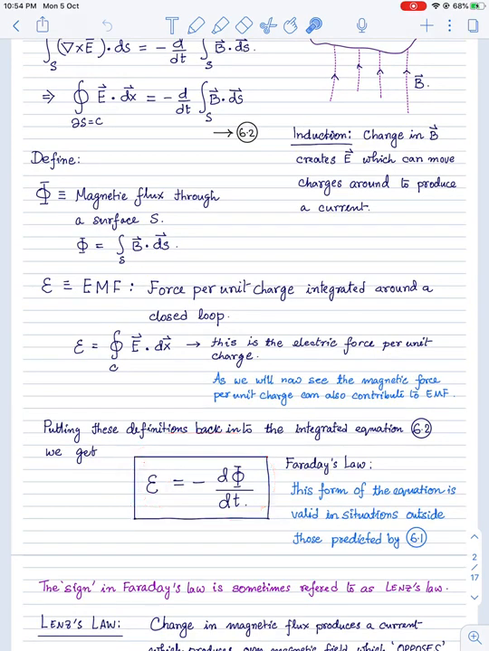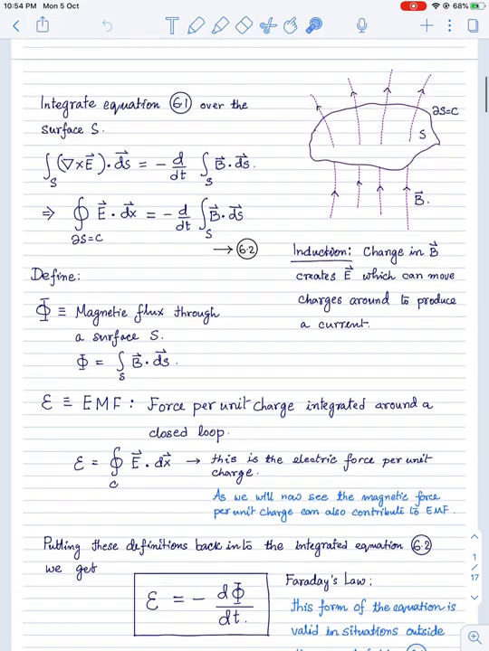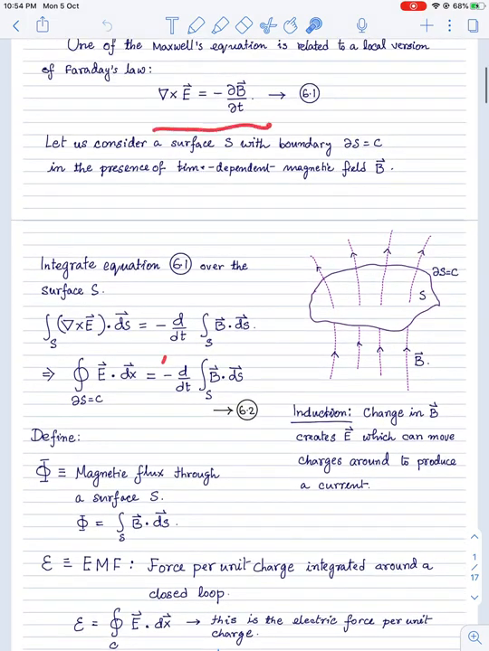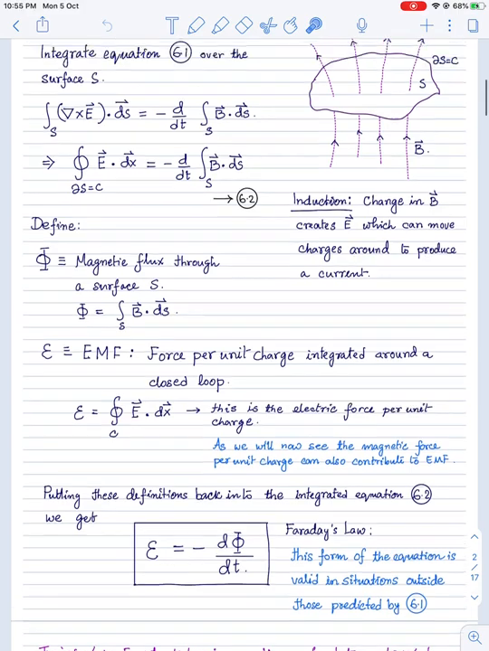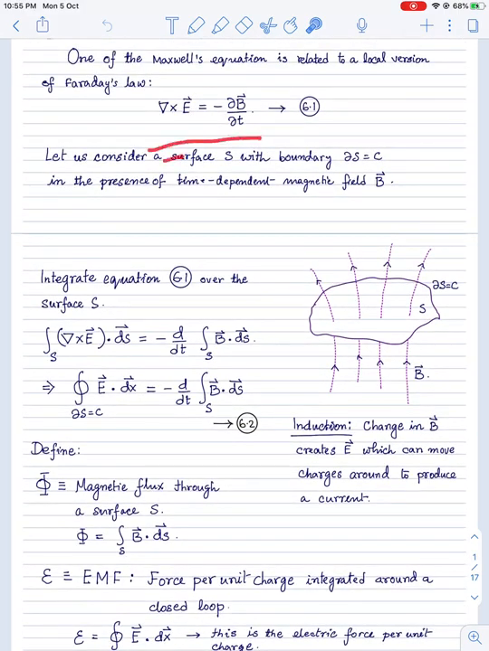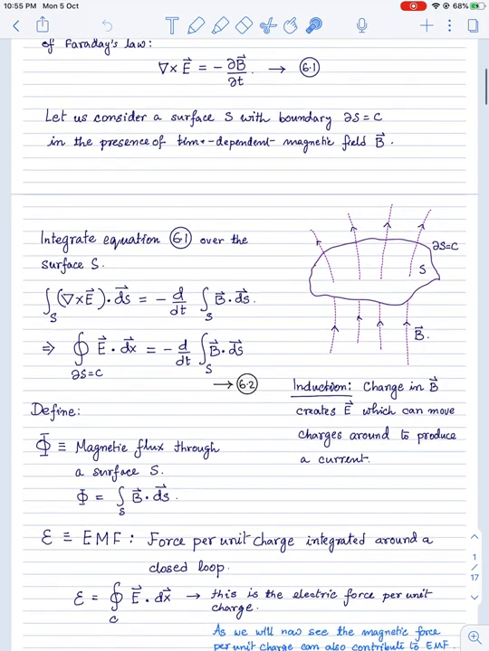But as we will soon see, written in this form, where this E is basically the force per unit charge rather than the electric force per unit charge, this equation has more content than just this local equation here. Okay, so that we will see very soon. And that is the claim that I am making, that Faraday's law, as Faraday stated it, in terms of the EMF and the changing magnetic flux, is more general than this local version of this law, which is this curl of E expression.